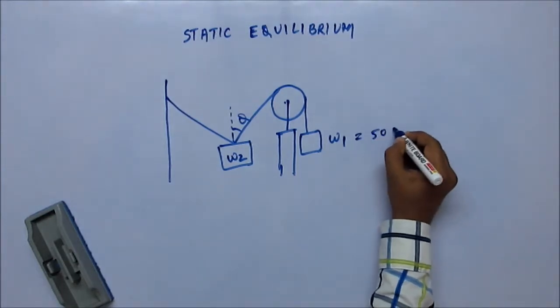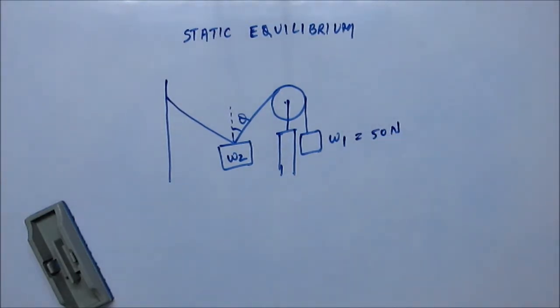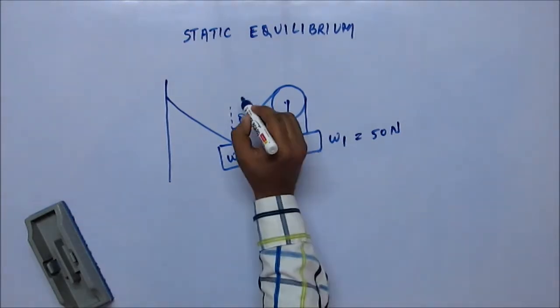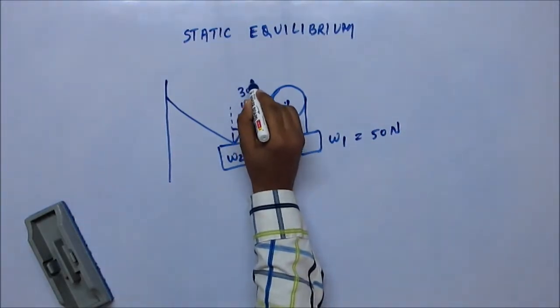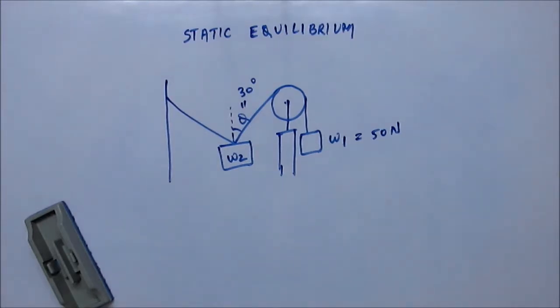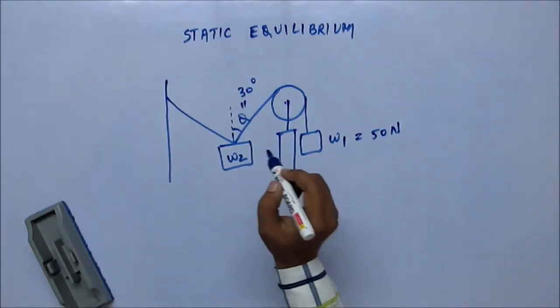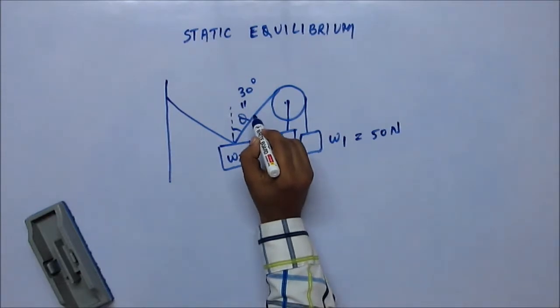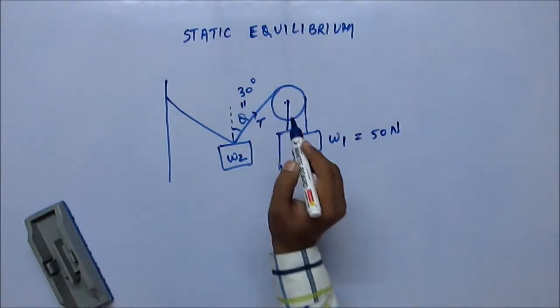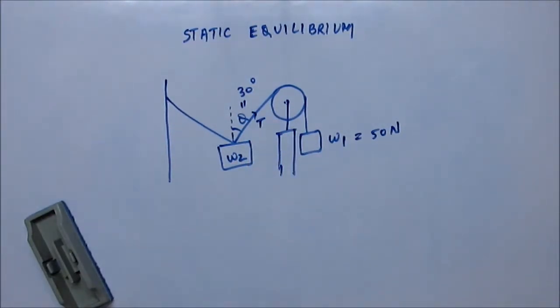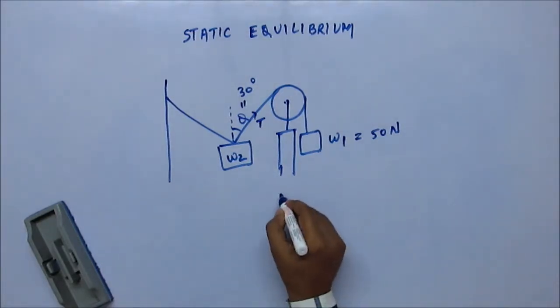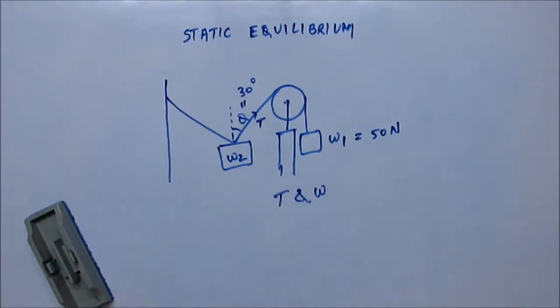W1 is 50 Newton. And this angle is also supposed to be known to you. This is 30 degrees. Now tell me, how much will be the tension in the string T, and what is the weight W2? So you have to find T and W2. It's a good initial problem for you on a very basic level. So you should try this one out.